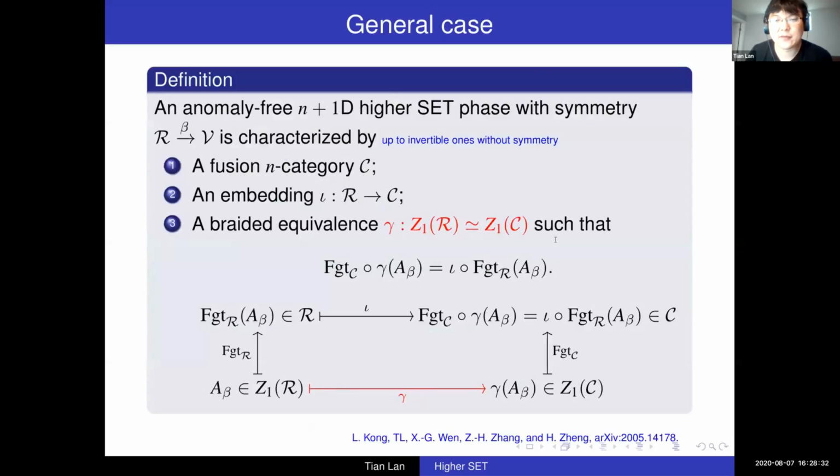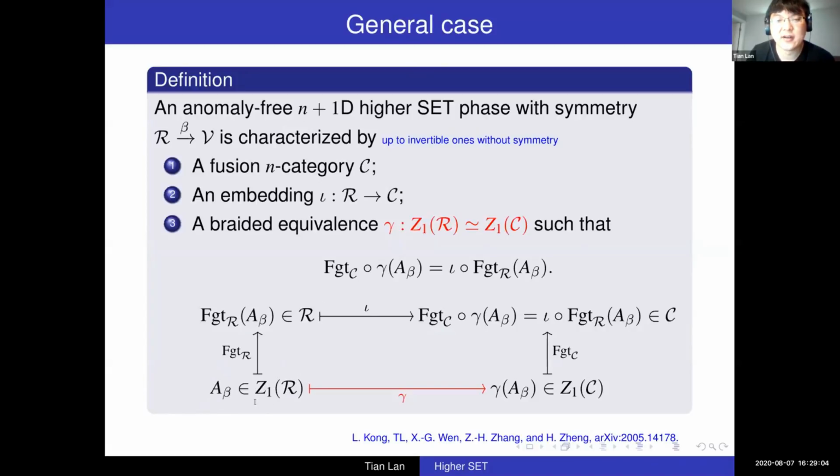Okay, and the formulation is also very straightforward. So the n+1 higher SD phase with given higher symmetry. Again, the first two data are the same: a fusion category C and embedding. And now we want this braid equivalence that identifies the bulk of the R and ZC to preserve this dual algebra. And more precisely, we take A beta.